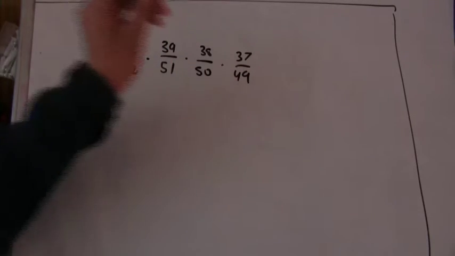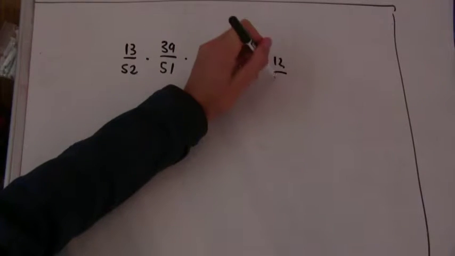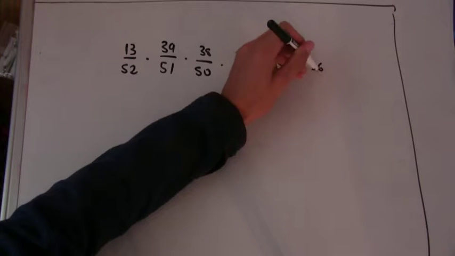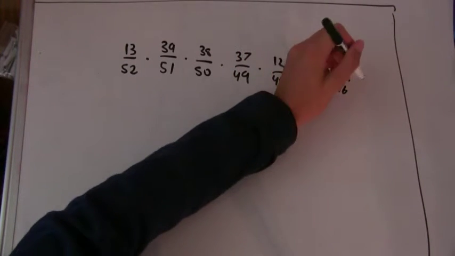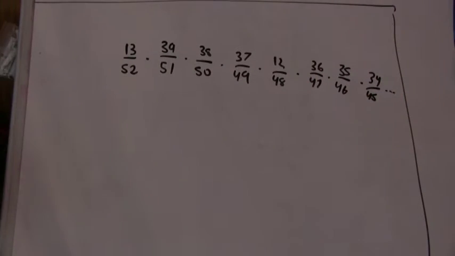37 out of 49. And then it would be 12 out of 48. Okay. And then you go back to this one. You go to 36 out of 47, then 35 out of 46, 34. You can just go on now if you like. Yep.